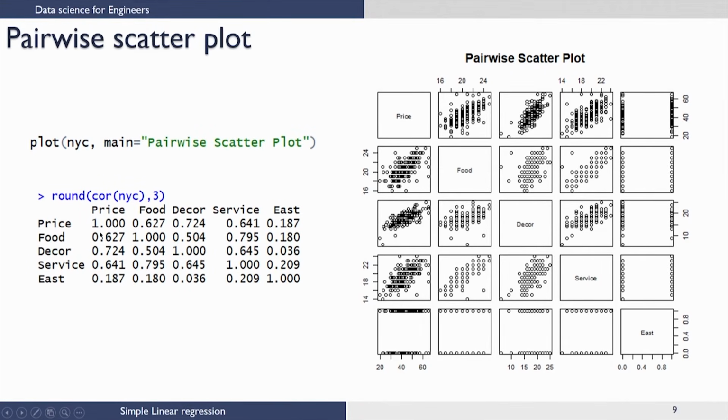So, let us see how to interpret the output. The correlation for price versus price will always be 1. So, let us look at food and decor. The correlation between food and decor is 0.5, which is pretty low, whereas if you look at food and service, it is almost equal to 0.8, which is quite high. So, we can see that food and service are correlated, but one of them can be dropped while building a final model. As we go along, let us see which of the two we have to drop.